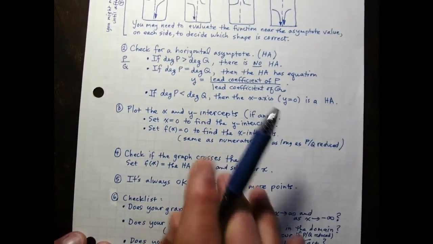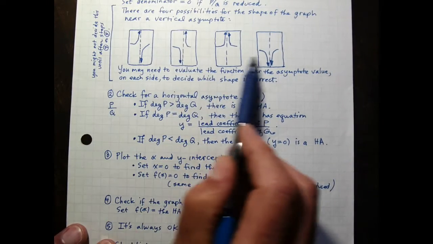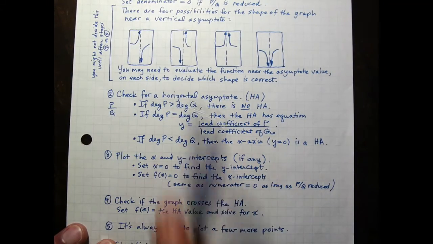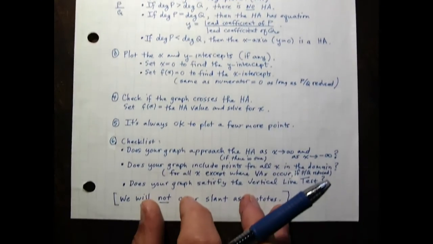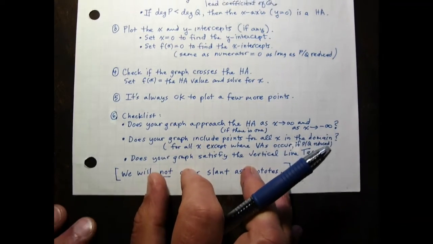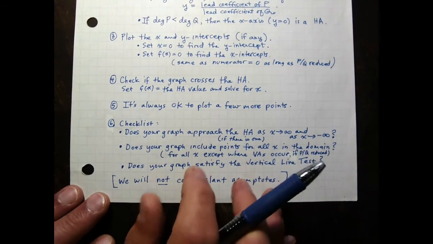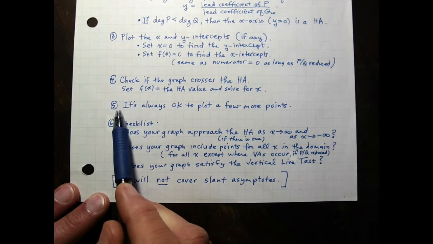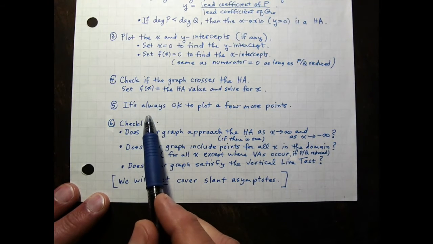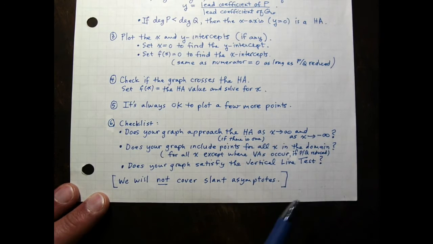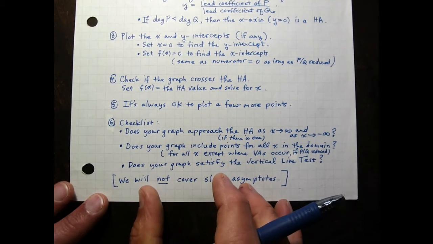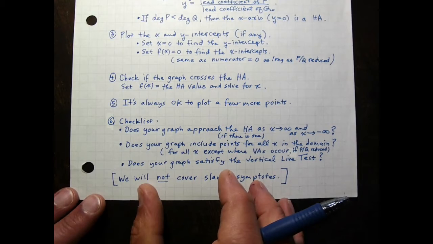By the way, a graph never crosses a vertical asymptote. That's absolutely impossible. Vertical asymptotes represent values of x that are not in the domain, so there's no point on the graph that corresponds to them. And point number 5, I say it's always okay to plot a few more points. That may help you figure out the shape of the graph, especially around the vertical asymptotes.